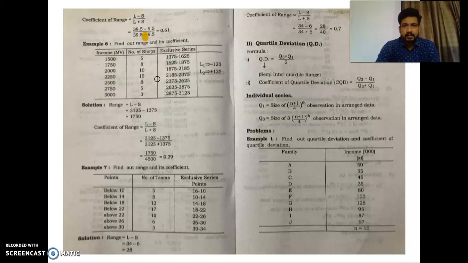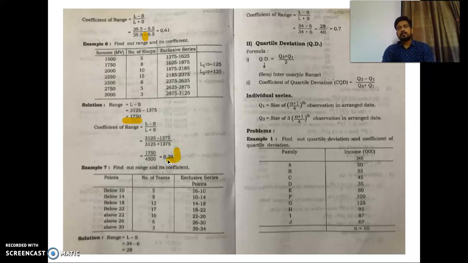Again, there is one more problem here. We have mid values and number of shops. We just have to convert that series into a continuous series, so we made it an exclusive series using L1 and L2. The largest is 3125 and the smallest is 1375. The answer is 1750, and the coefficient of range is 0.39.